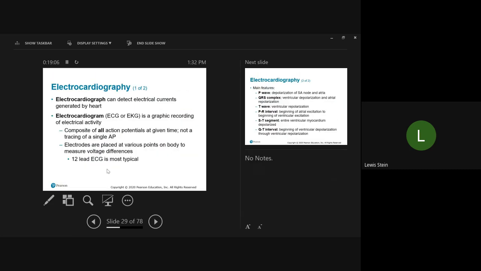Which brings us to the EKG, as I call it because that's what I learned. It was cardio with the C or cardio with the K. So these days, the ECG and EKG are the same. Doesn't matter, as you can see here. So it's all action potentials at a given time, not a single one. And typically we use the 12 lead as a way to look at it historically.